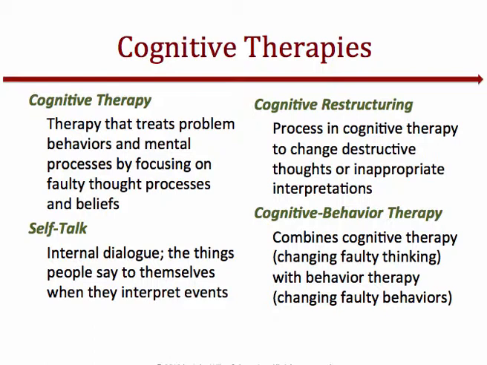And so, because the underlying theory is that most of a person's problems will be related to their misinterpretation, a big part of cognitive therapy involves cognitive restructuring, which is the process of attempting to change destructive thoughts and inappropriate interpretations. So, as I said, the cognitive therapies really are more similar to cognitive behavior therapy than strict cognitive therapy. Again, the distinction is just to what extent do you utilize more behaviorally oriented techniques. And as I said, cognitive behavior therapy is more common than just strict cognitive therapy.